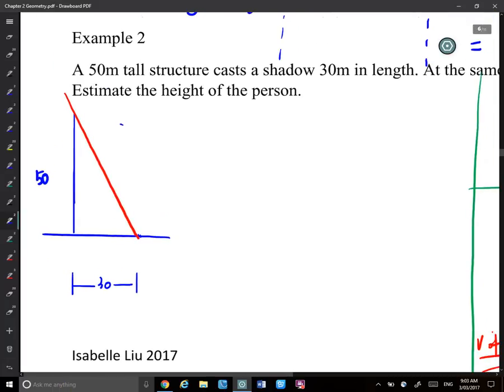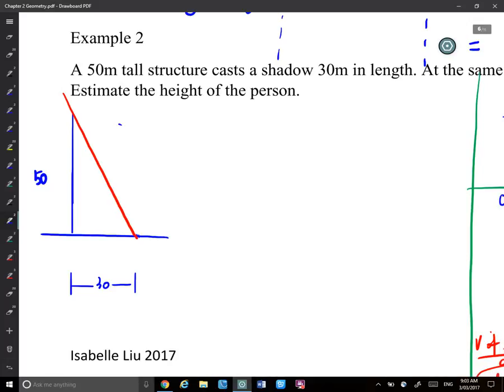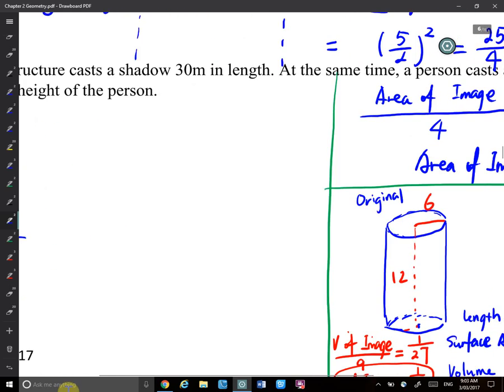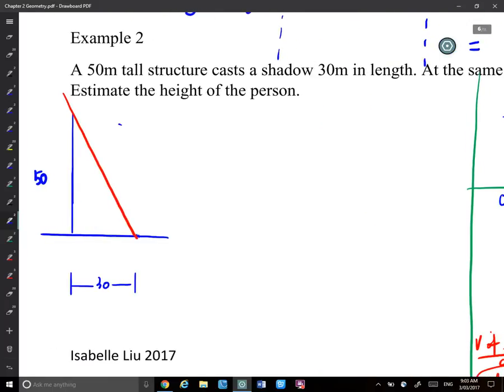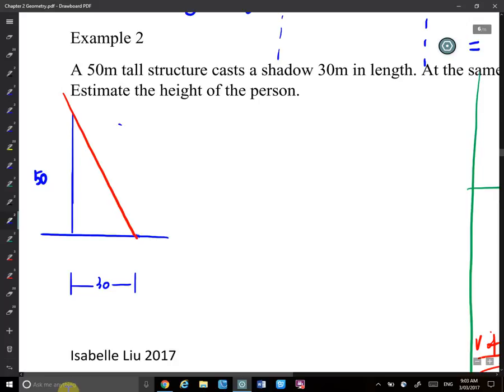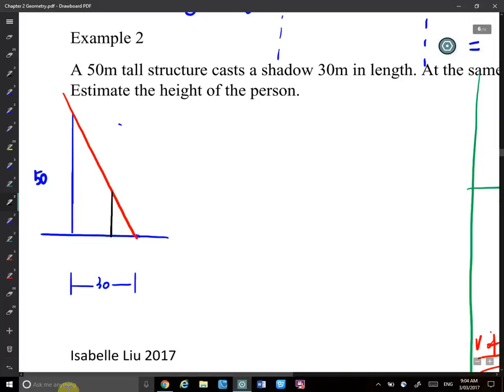And then we have a person standing at the same time. You know the light will give you all parallel lines. All the light will be parallel and at the same angle to cast shadows. So the person has a shadow of 1.02. Let's say the person stands here. I can stand in different places, but it's easy to just overlap the shadow with the structure. It makes it easier to understand. So that person is here, and that length is 1.02.